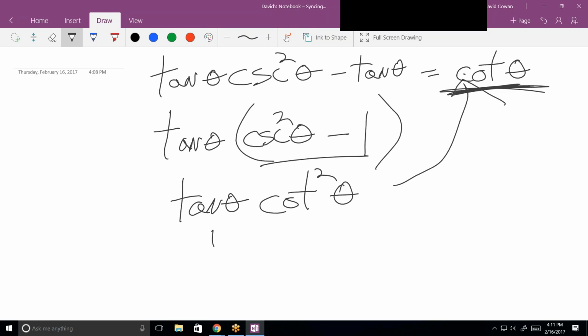Well, that's 1 over cotangent times cotangent squared. What's that equal to? Cotangent theta. There you have it.